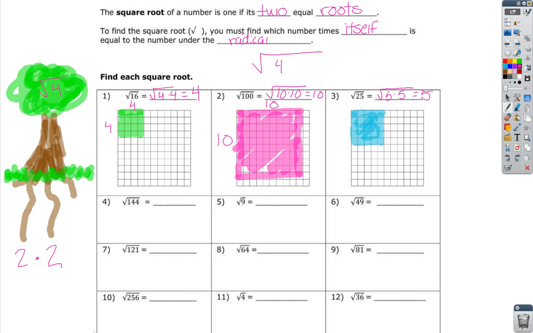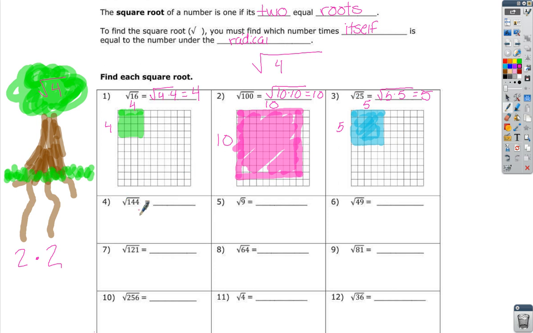Okay, so we drew and colored our square, and we need to think about how big each side is going to be. So what times itself will get us to 25? 5 times 5. So in here there'll be 25 little boxes. So if you count them all up, there'll be 25. And that's how we show that 5 times 5 is 25.